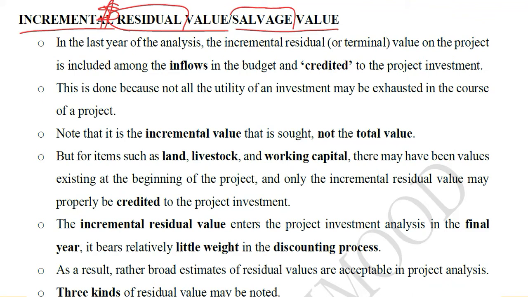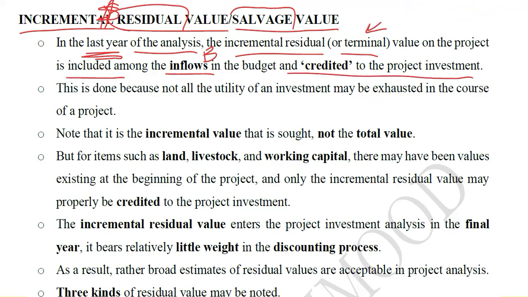In the last year of the analysis, now let us focus on this thing, that is the last year. The incremental or residual or the terminal value, this is yet another name for this, because it happens when the project is terminating, that is, it is getting completed. So this value is included among the inflows, or in other words, the benefits in the budget, and are credited to the project investment. So it's a kind of credit to the project investment instead of a debit in terms of accounting terminology. So we are going to include them in the inflows or the benefits. We will make sense of it.